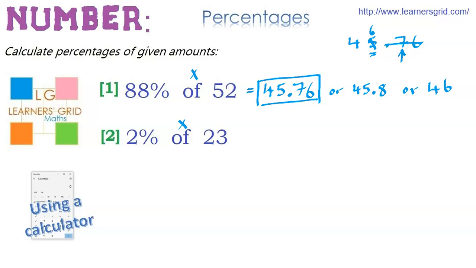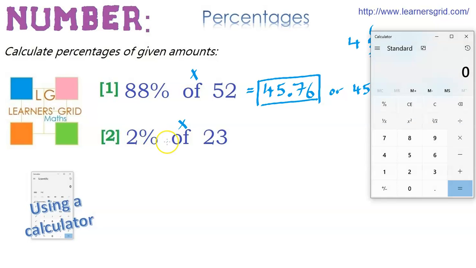Let's go and do the second question. Again, 2% of 23. So if I think about that, I know that this is way less than 100, so my answer is going to be way less than 23. I also know that 2% is way less than 50%, so the answer is going to be less than like 11 or 12. 10% is 2.3, so it's going to be quite a small number.